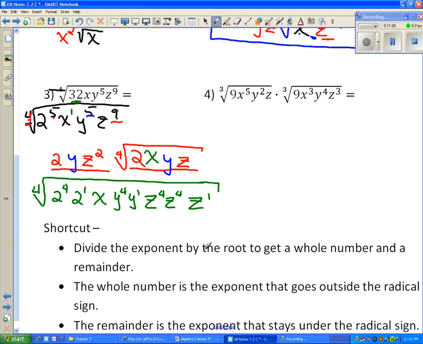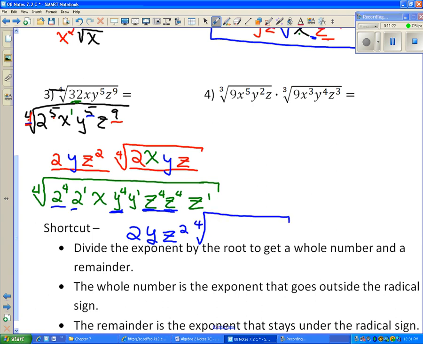So now anything that's a group of 4, 2 to the 4th, Y to the 4th, and then I have two Z to the 4ths, have to come out. So the 2 to the 4th just becomes 2. The Y to the 4th becomes Y. Z to the 4th is there twice, so that's Z squared. And then I have my fourth root.